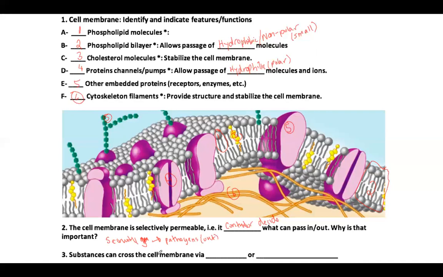Substances can cross the membrane via either active transport, so through channels, or passive, which would be through the bilayer.